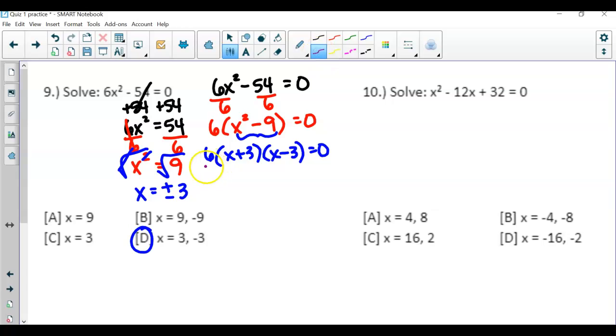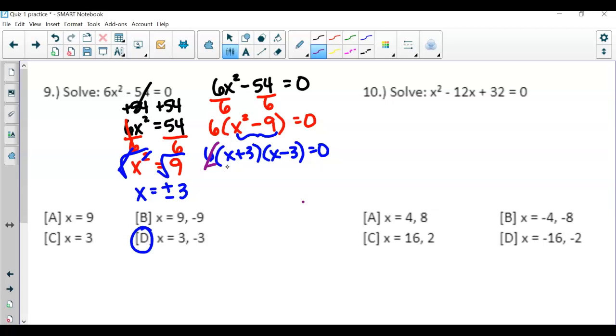Then remember, whenever we have a constant, will that 6 ever equal 0? No. But now here's your x is equal to positive 3 and x is equal to negative 3. So we do get the same answer when solving by factoring.